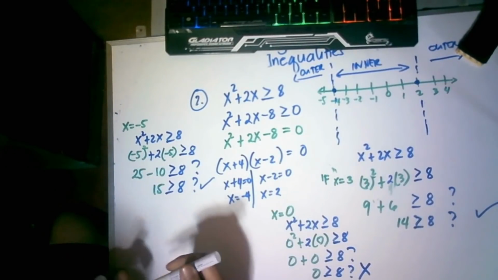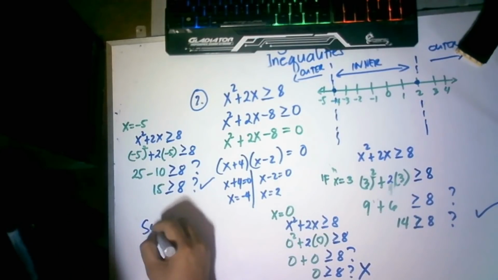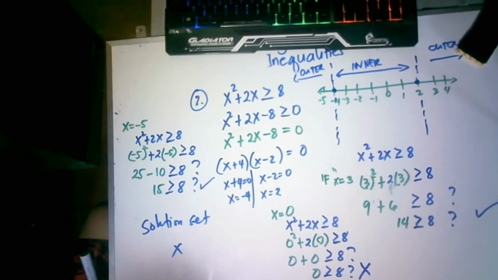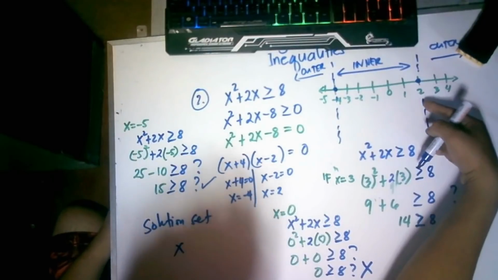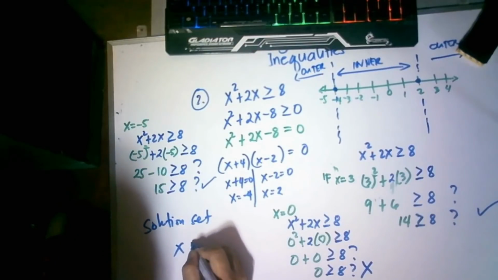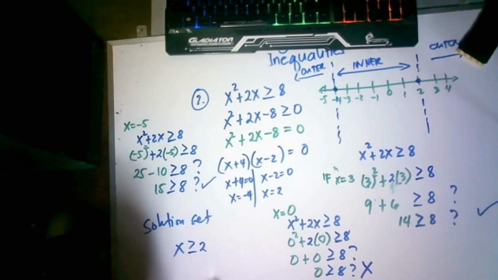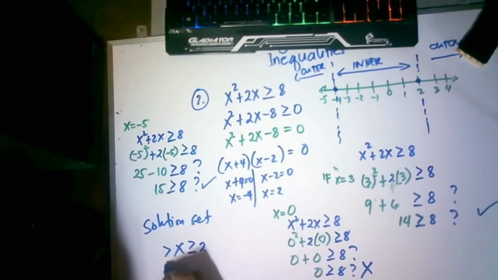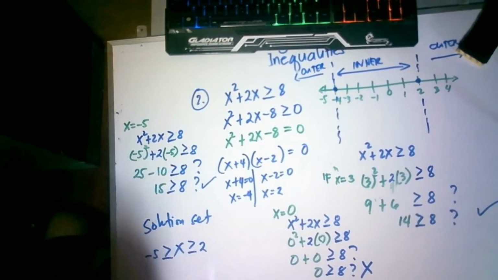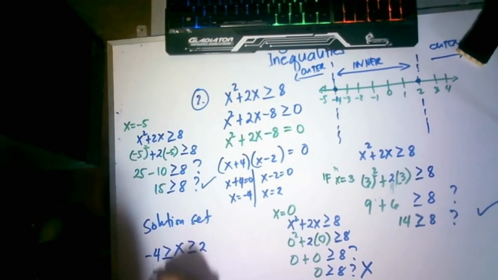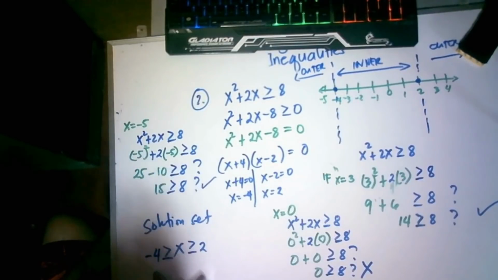Ang atong solution set will be x. Appeal man si Tuno kay close man na siya. Will be sa outer man. X is greater than or equal to 2, but x is less than or equal to negative 5. Mao na ito ang solution set. Ay, not negative 5. Negative 4 rather, no? Negative 4, no? Ato solution set appeal si negative 4.